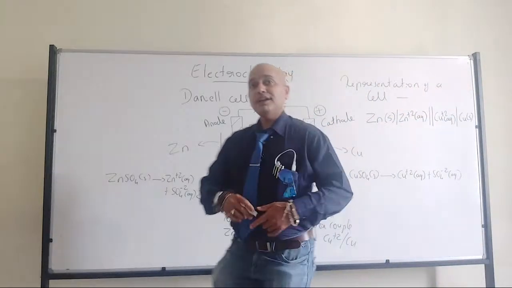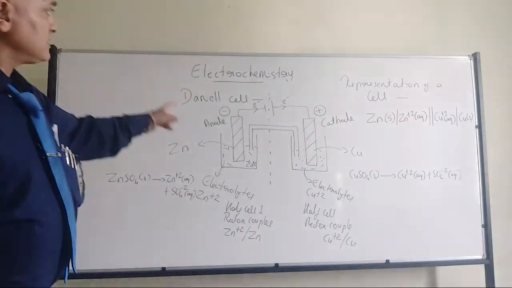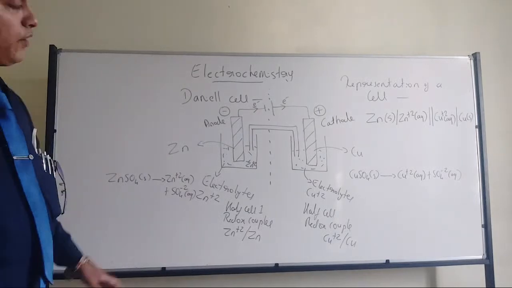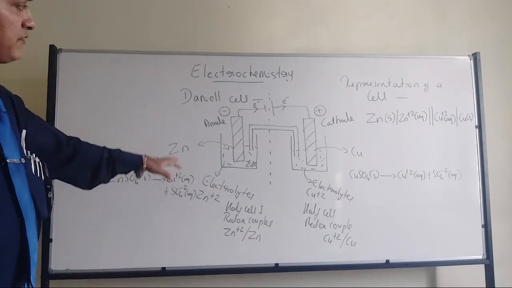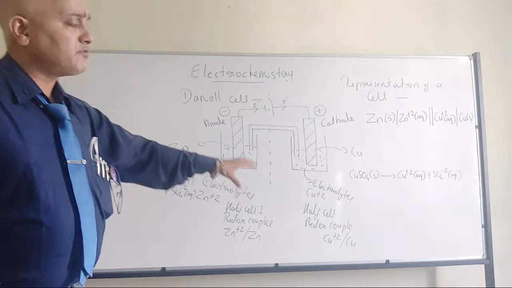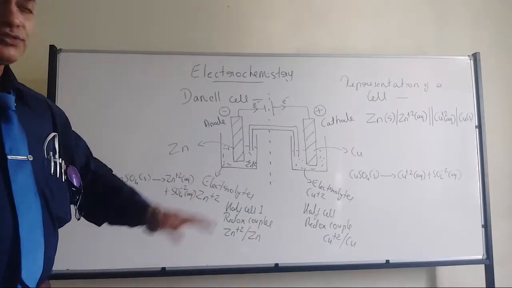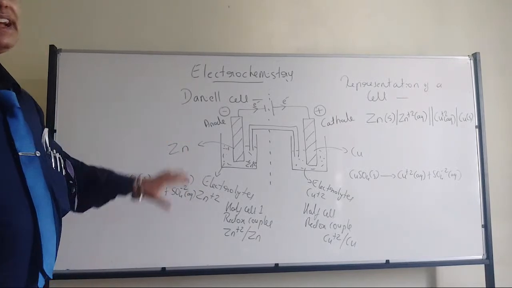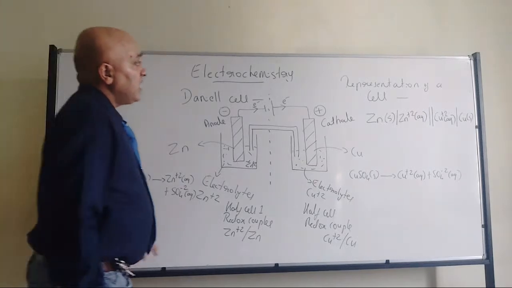So this is how we are going to represent the Daniell cell, a type of voltaic cell, where Zn2+ and Zn will be at the anode part, and Cu2+ and Cu will be at the cathode half. So anode half and cathode half together, they are going to form the Daniell cell. Fine? All of you have understood?